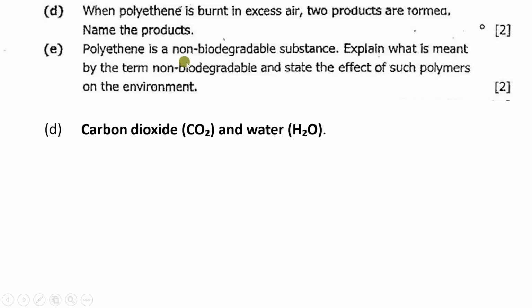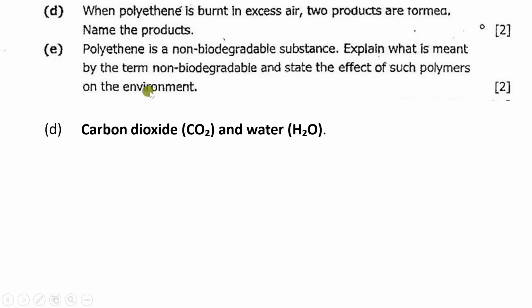Then E: Polythene is a non-biodegradable substance. Explain what is meant by the term non-biodegradable and state the effect of such polymers on the environment. So first of all, we explain what is meant by the term non-biodegradable and also state the effect of such polymers on the environment. So this is a polymer, it is non-biodegradable. We explain what is meant by the term and also state the effect of these polymers being non-biodegradable.